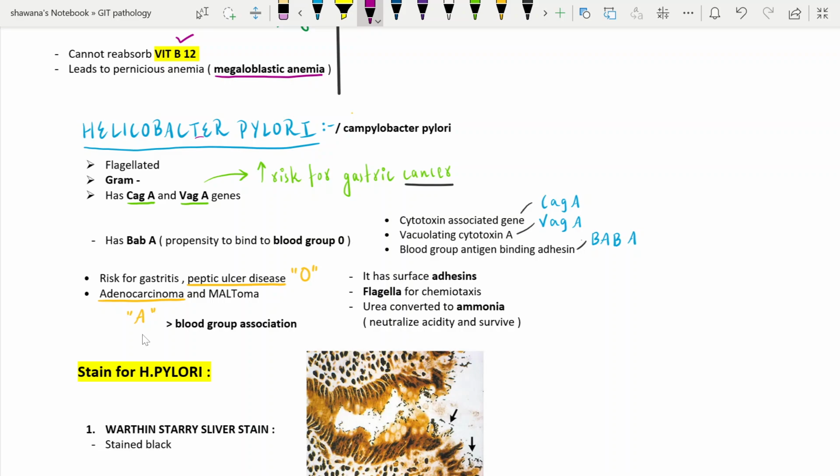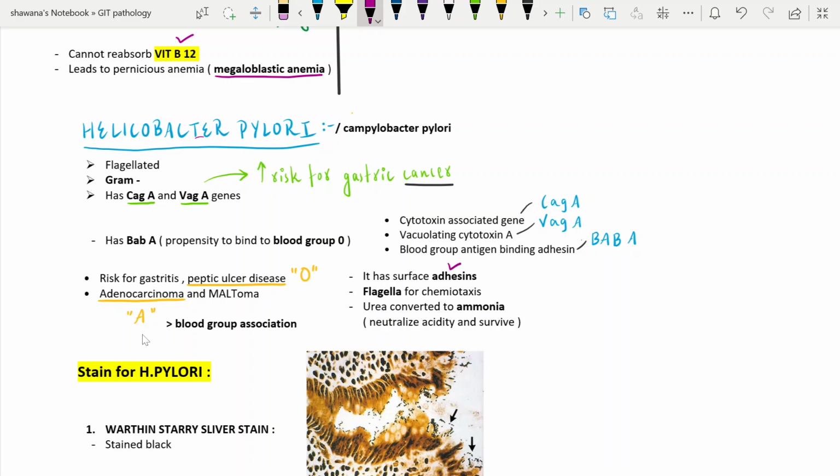Let's discuss Helicobacter pylori and some of its characteristics as well as the staining methods for H. pylori. First, the properties of Helicobacter pylori: it is a flagellated organism. Flagellated means that it has a tuft of flagella, and this flagella helps the bacteria with chemotaxis. It can move along the stomach walls. It is a gram-negative bacterium, and it has surface adhesins. Surface adhesins means that it can adhere to the walls of the stomach.